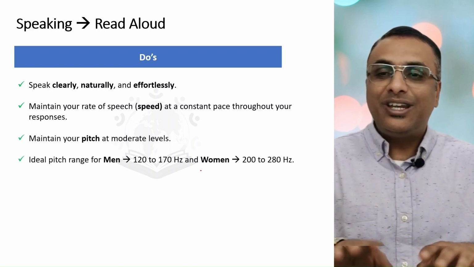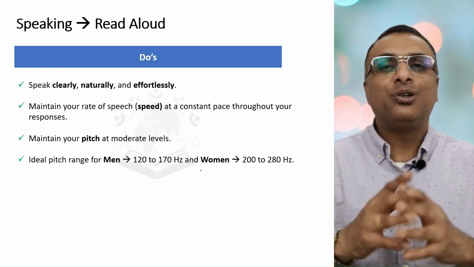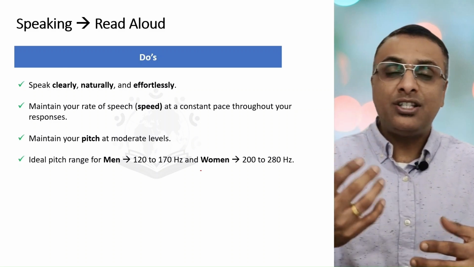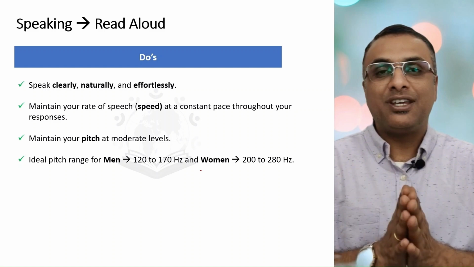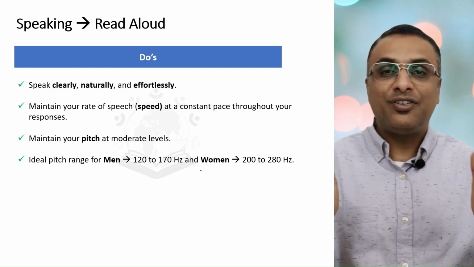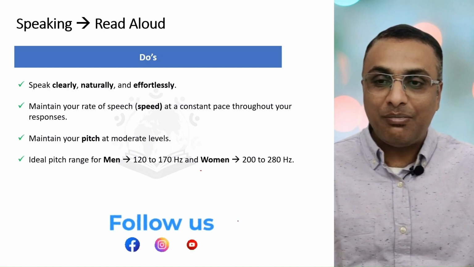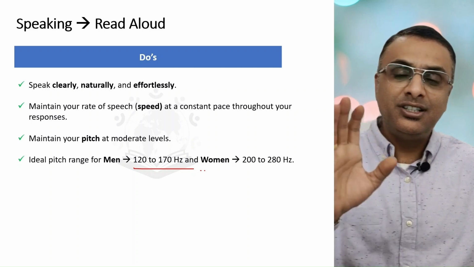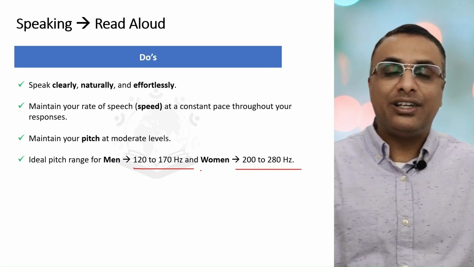Next thing, you need to maintain your pitch at a moderate level. First and foremost, let's understand what is pitch. Pitch means the loudness or the softness of your voice or the frequency at which you are speaking. There is a wide range of frequency, but what is the ideal range? The ideal range for men is anywhere between 120 to 170 Hz, whereas for women, it is between 200 to 280 Hz.